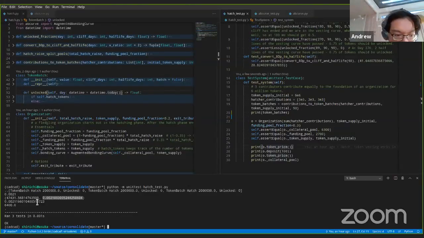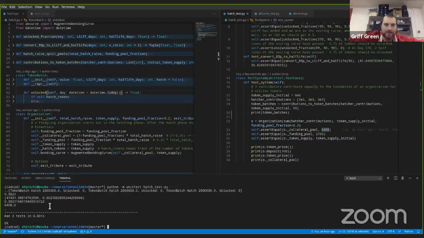And now that these have been generated, the price of the tokens has gone up. And now the collateral pool is bigger by 100 DAI. See, up here it was 6,300. Now it is 6,400. Nice. Very nice. That's super cool.